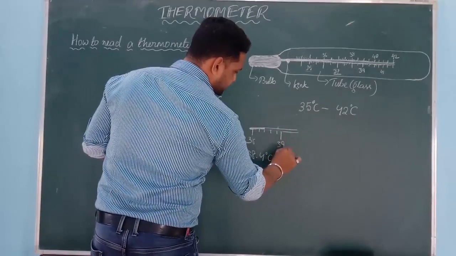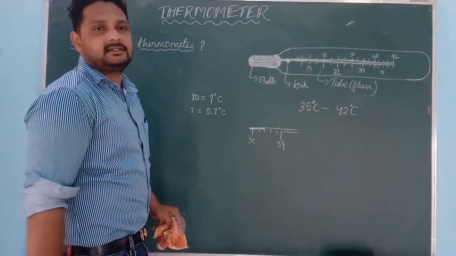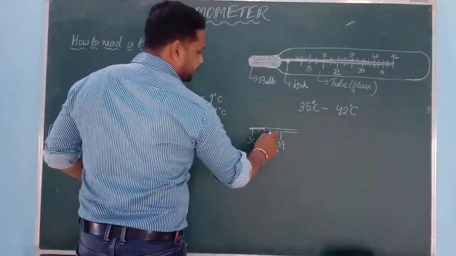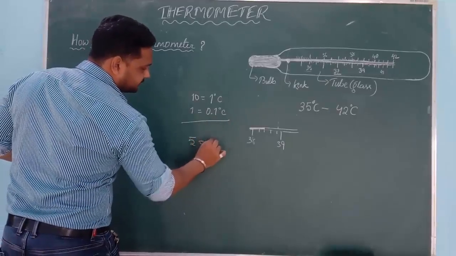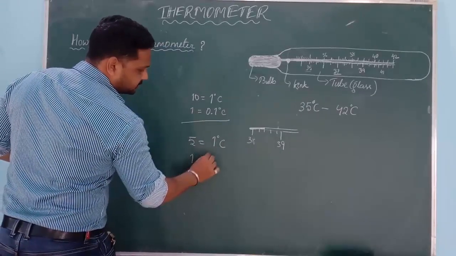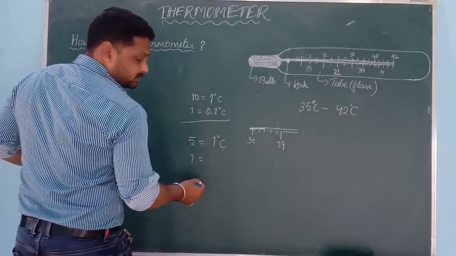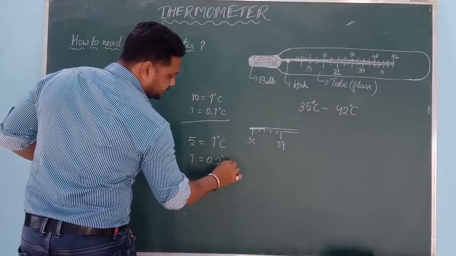Suppose the measurement is given like this, 38 to 39. So how many lines? 5 lines are given. So in that case, 5 lines equal 1 degree Celsius. So one line will be how much? 1 by 5, that is 0.2 degrees Celsius.